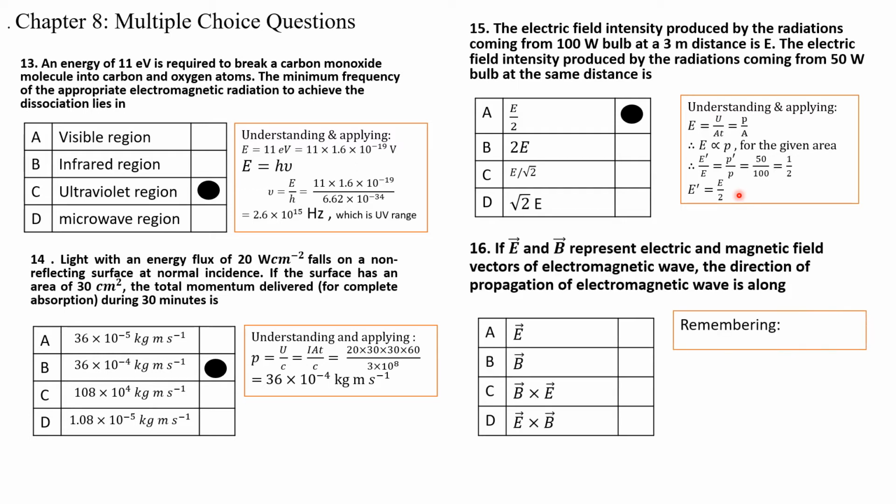Next question. If vector E and vector B represent electric and magnetic field vectors of an electromagnetic wave, the direction of propagation of the electromagnetic wave is along. We know the direction of propagation is perpendicular to both E and B. That is why we are recollecting the answer. The correct answer is E cross B. That is option D. Please lock it. Next question.